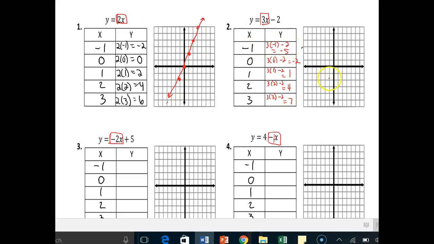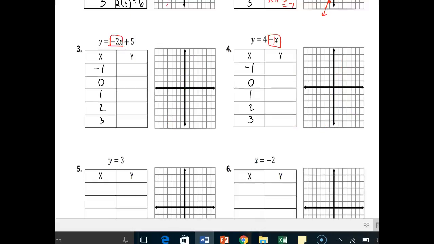Sorry, this first one was left 1, down 5. My fault. Left 1, down 1, 2, 3, 4, 5. Next one is 0, left or right 0, down 2, 1, 2. Next one is right 1, up 1. And the next one is right 2, up 4. And the next one we're not going to be able to fit on the graph because 3, 7 is going to end up right here. So go ahead and connect those dots as best as you can with a straight ruler.